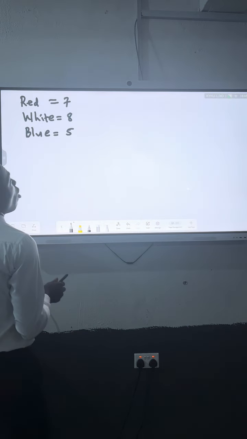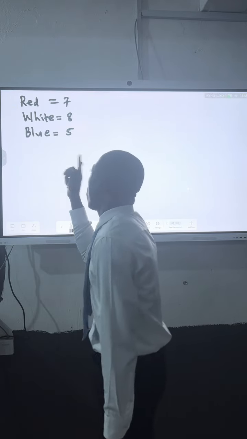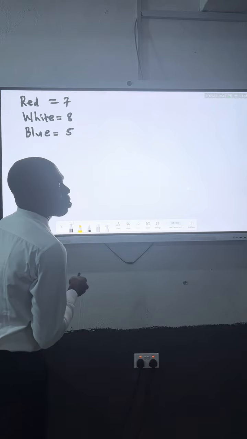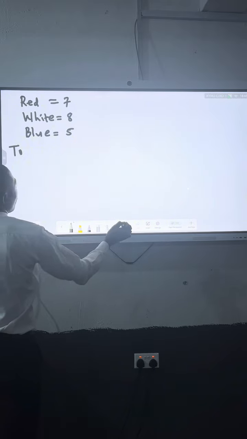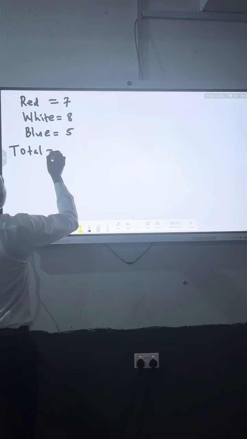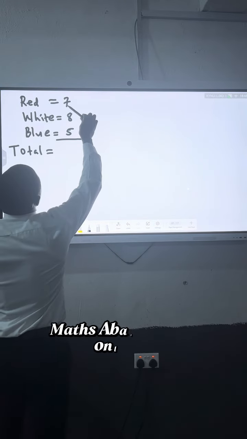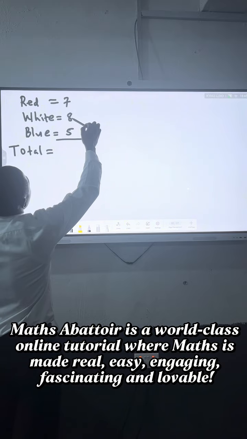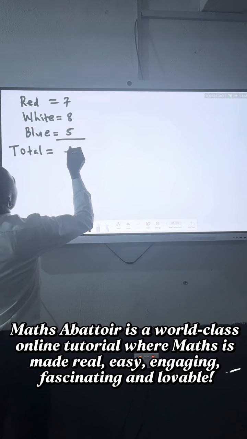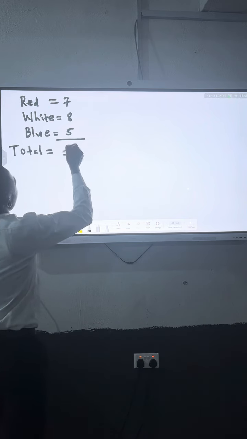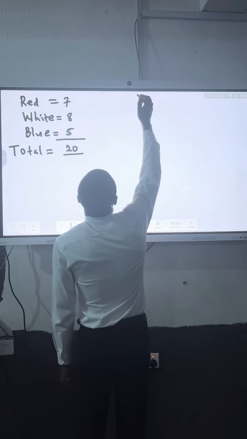So we write out the number of balls in the basket first. The red balls are 7, the white ones are 8, and the blue balls are 5. We're going to find the total number of balls first. So we add these up and put the total down. If you add 7 to 8, you get 15, and then 15 plus 5, you get 20. So the total number of balls in that box is 20. Now we'll start the job.